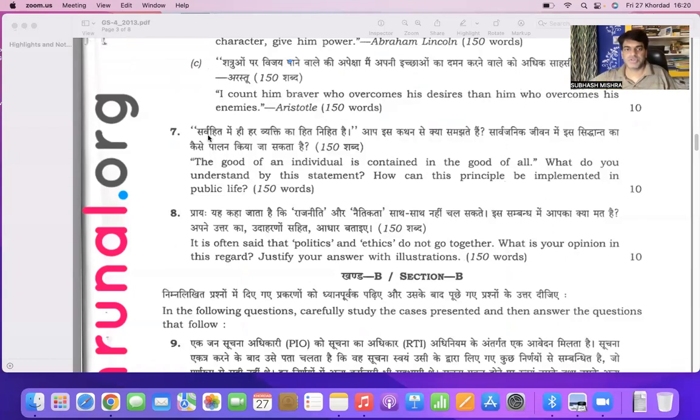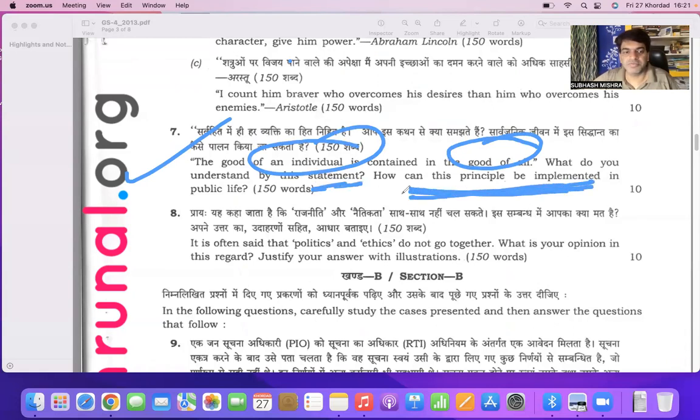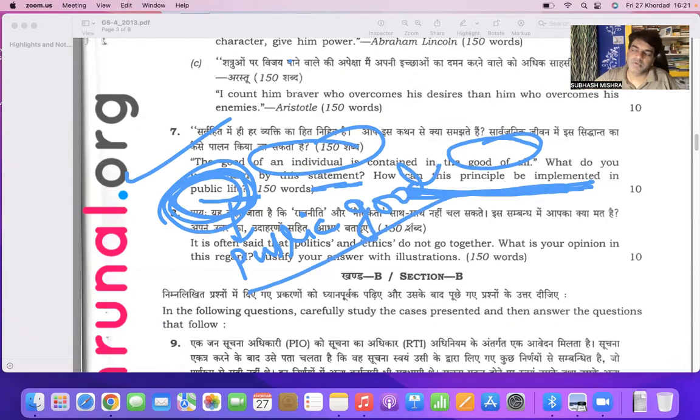Okay, so this is the thing, again a quote. So they have asked four quotes. The good of an individual is contained in the good of all. What do you understand by this principle? How can this principle be implemented in public life? So you write the keyword public life, where you have written public service, and along with that, you write public good. And then you write citizen centricity as a keyword.